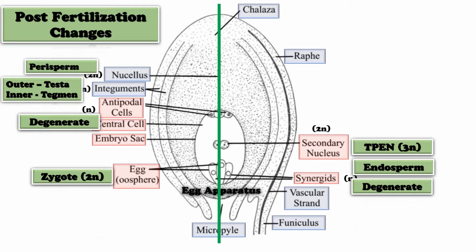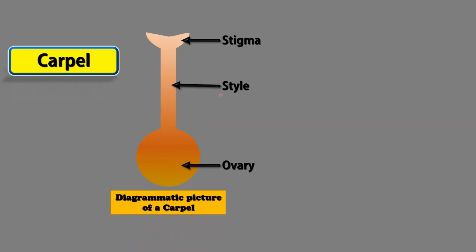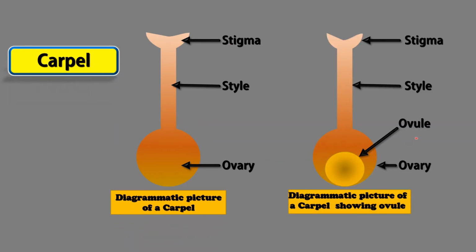Now these terms are very important as far as your competitive exams are concerned. Now this is a structure of carpel which consists of basal ovary, middle style and upper stigma. This ovary encloses ovules. Now it is interesting to know that ovule forms seeds whereas ovary forms fruit.